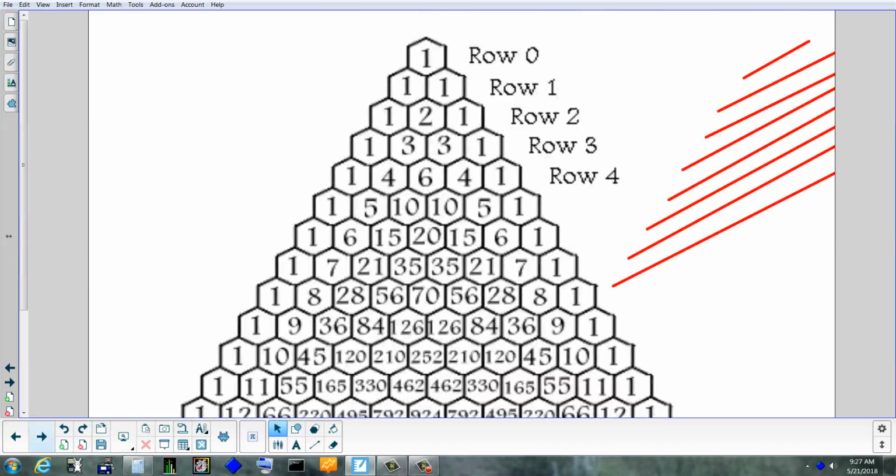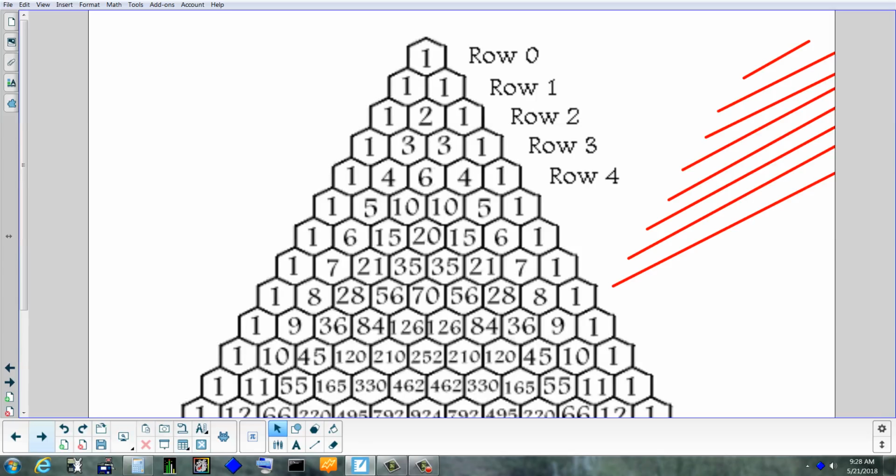So this is a special triangle. Does anybody know the name of this triangle? It's kind of like the Fibonacci sequence, right? Because you take the two numbers above it, you add them together, and that gives you the one below it. But does anyone know the name? It begins with a P. There's an old computer programming language named after this. Python? Not Python, Pascal. Pascal's triangle. That was a good guess.